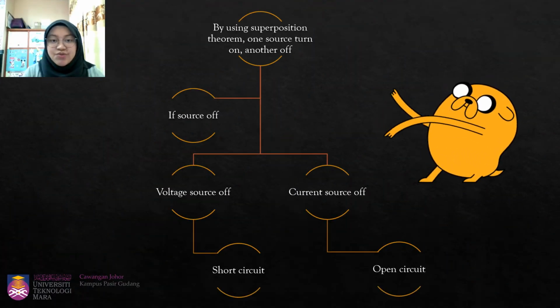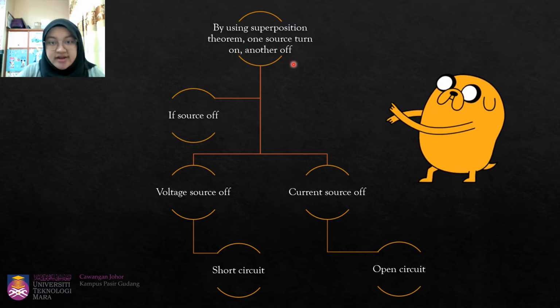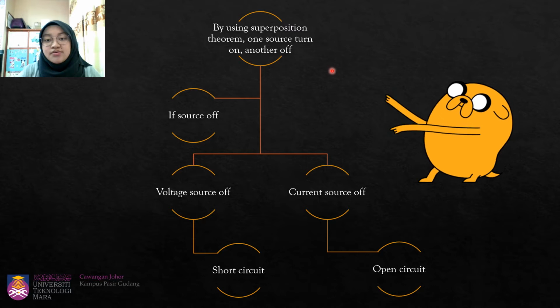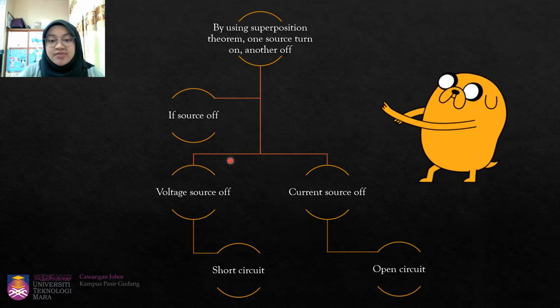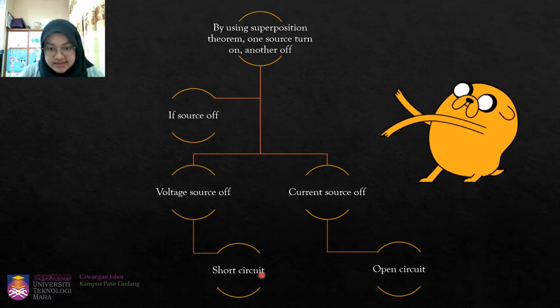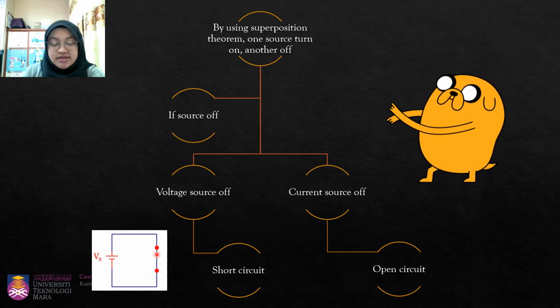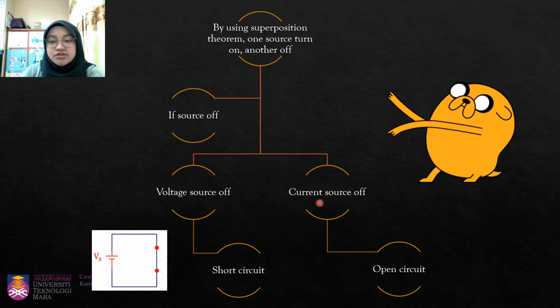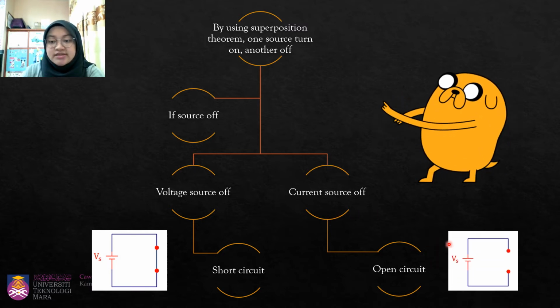By using superposition theorem, one source will be turned on and the others will be turned off. For the source that will be turned off, if it is a voltage source, it will be short circuited, like this. And if it is a current source, it will be open circuited.